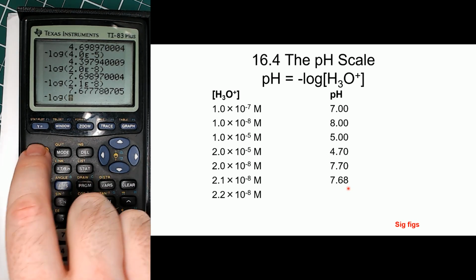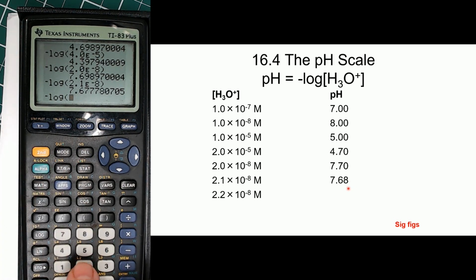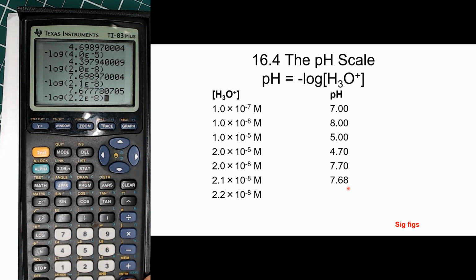And then we're going to do the same thing. So negative log 2.2 second EE negative 8. Sure, I punched that in correctly, and I think it's 7.66. Yeah, 7.66. So there is 7.66.